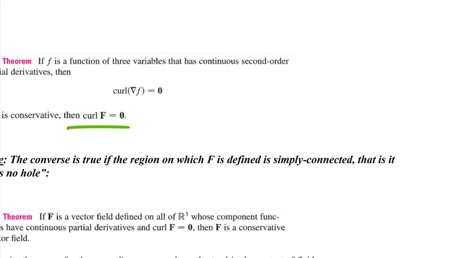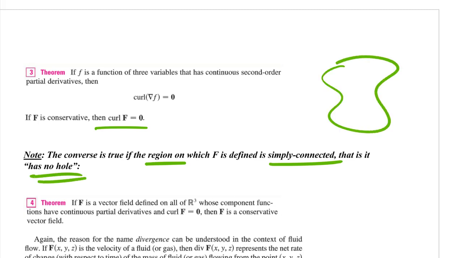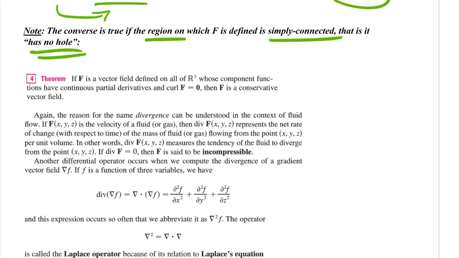This is if f is defined on a region that is simply connected. That means it has no hole. So if you have your region and there's a hole in the middle, then curl of f equals 0 meaning f is conservative does not apply. But if we don't have that, then we're okay. And then if f is conservative, then the curl is 0.